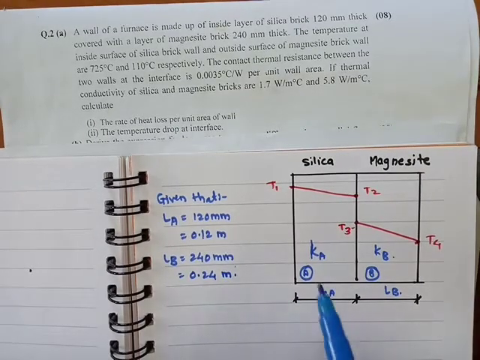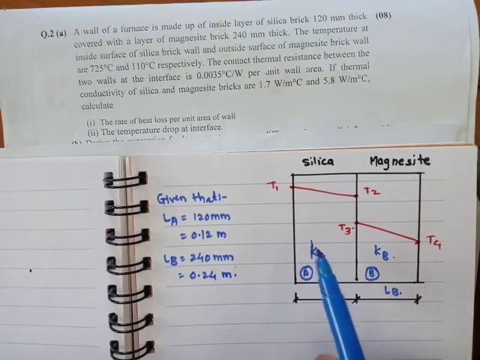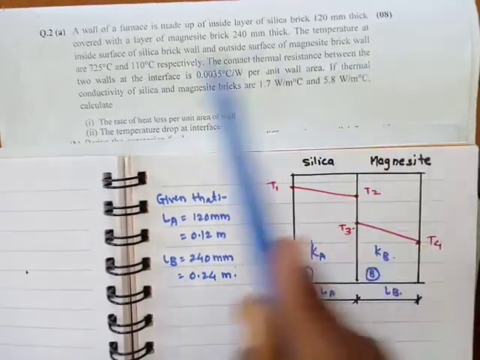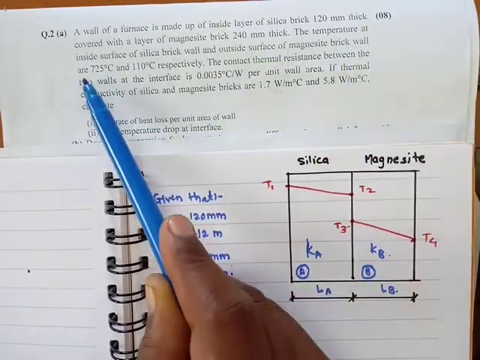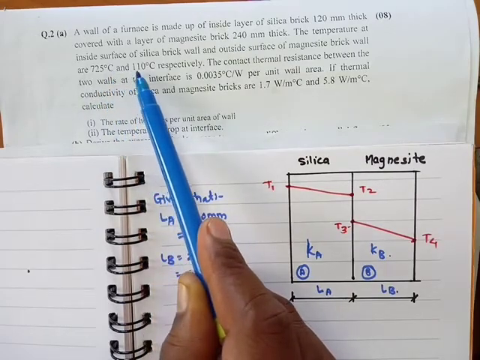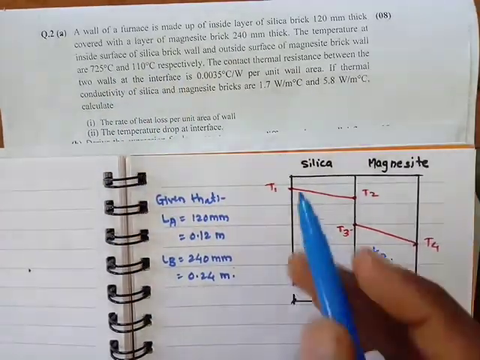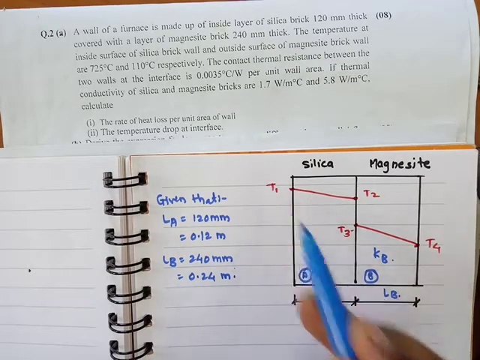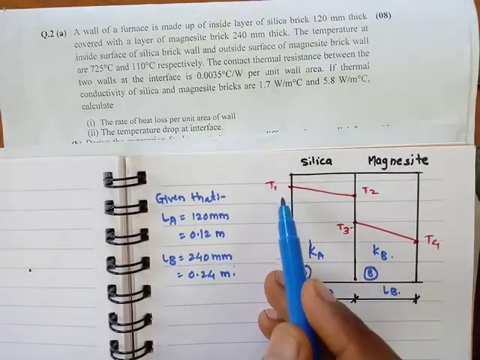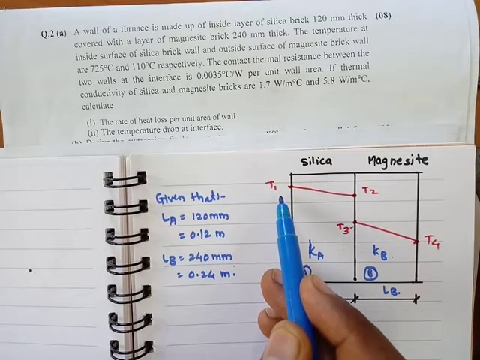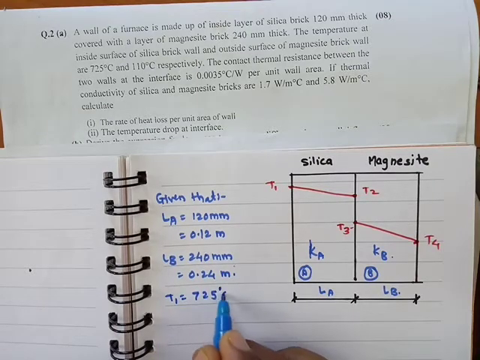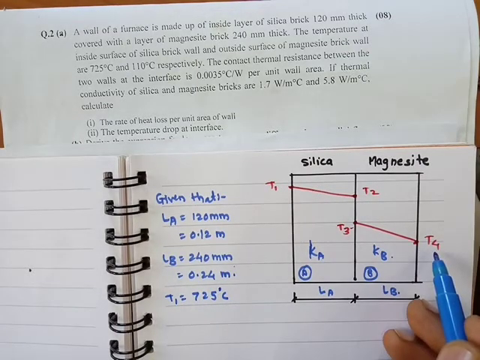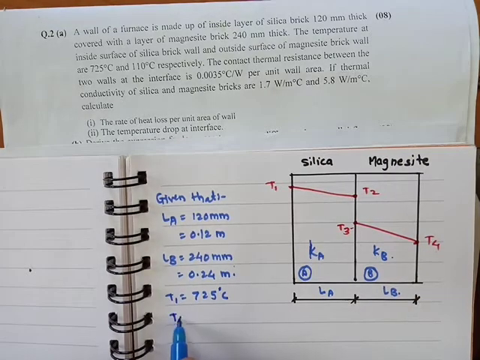Okay, now next, in the problem we are given the temperatures at the inside surface of the silica brick wall and the outside surface of the magnesite brick wall as 725 degrees Celsius and 110 degrees Celsius respectively. We consider this the inside surface and this the outside surface. The inside surface temperature is 725 degrees Celsius, that means T1 is equal to 725 degrees Celsius, and the outside surface temperature we have indicated here is T4. So T4 is 110 degrees Celsius.